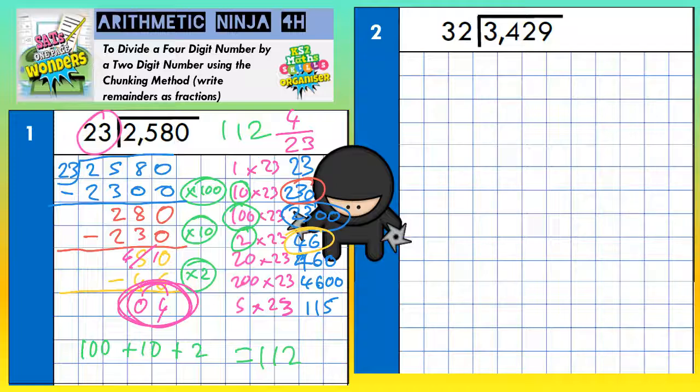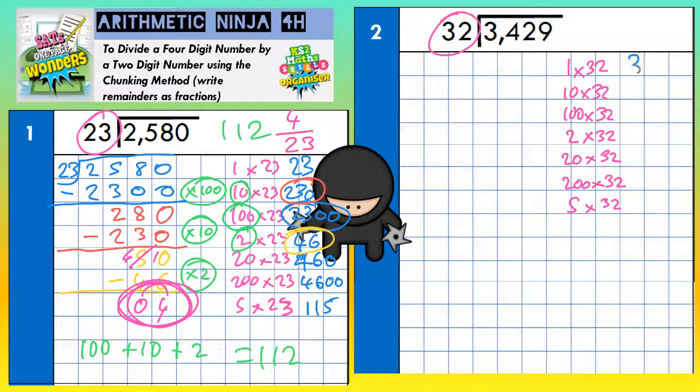Question number 2. So we're going to do exactly the same method again. So let's start with our list of chunks. We will have 1 lot, 10 lots, 100 lots, 2 lots, 20 lots, 200 lots, and 5 lots. This time we're dealing with chunks of 32. So it's 1 32, 10 32s, 100 32s, 2 32s, 20 32s, 200 32s, 5 32s.